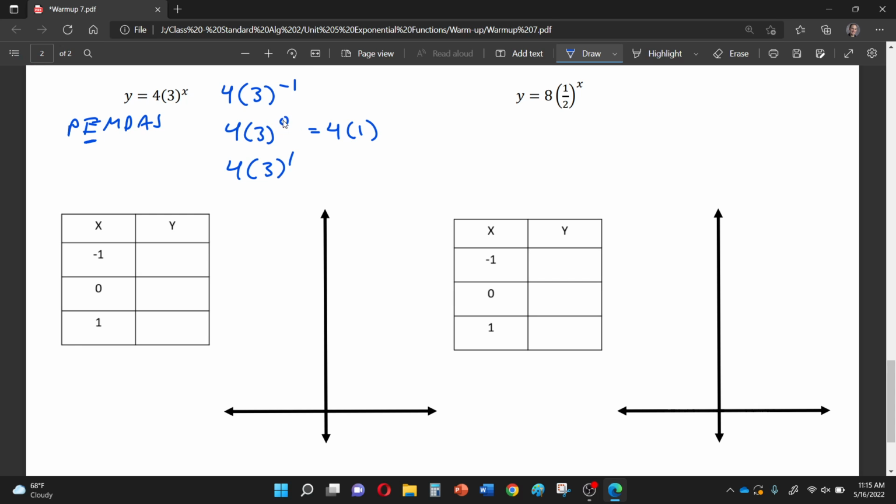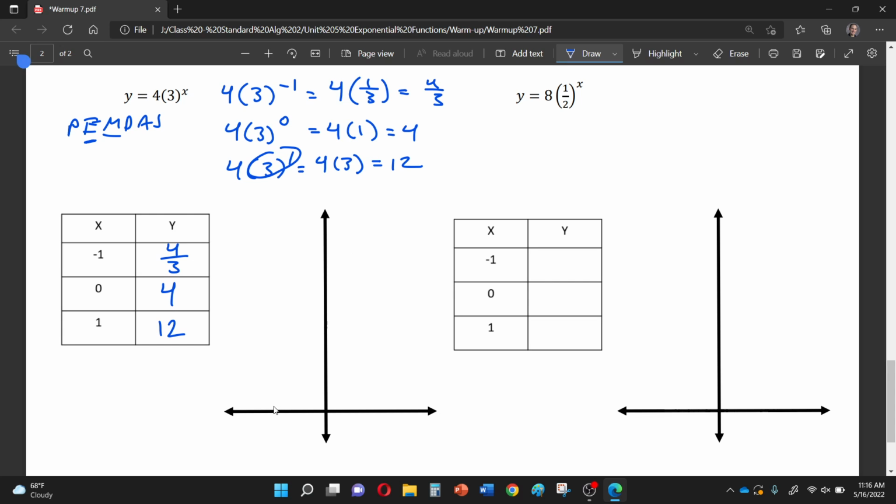And then we want to multiply. So do the exponent and then multiply. And that's our answer. Same thing. 3 to the 1st power is just 3. And then 4 times 3 is 12. The negative power is a little more confusing because you're going to get a fraction, but this will become 1/3. And then to multiply that, that just becomes 4/3.